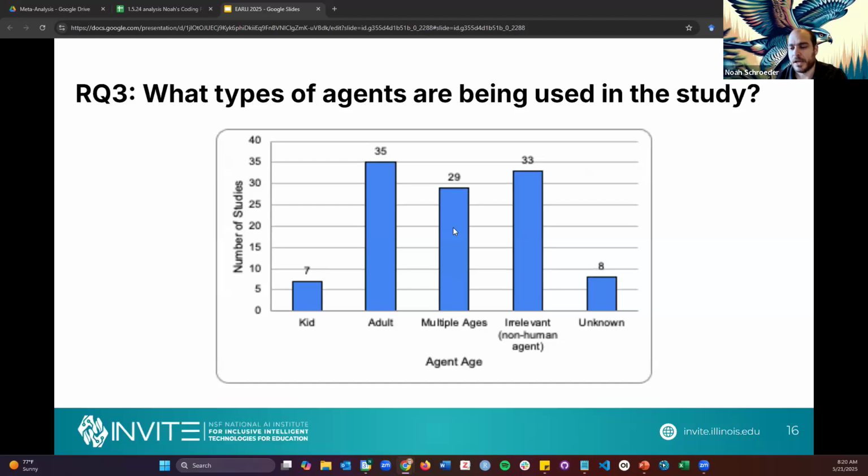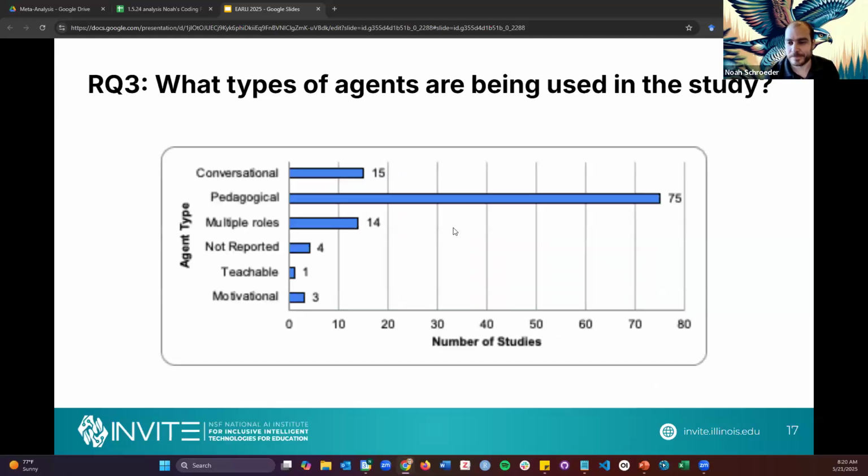In terms of what types of agents are being used, again, this was something that was very surprising to me. Working with younger students, I thought we were going to find more agents that looked like young kids. That was not the case. Instead, we found a lot of studies working with adult agents, and we found a lot of studies working with non-human agents. And then we found another big set of studies, about a third, that worked with agents of multiple ages. So this was surprising to me. I really honestly expected it to be much more skewed towards younger looking agents and non-human agents. But hey, that's why we do research. We learn stuff and we find surprises, and it's fun.